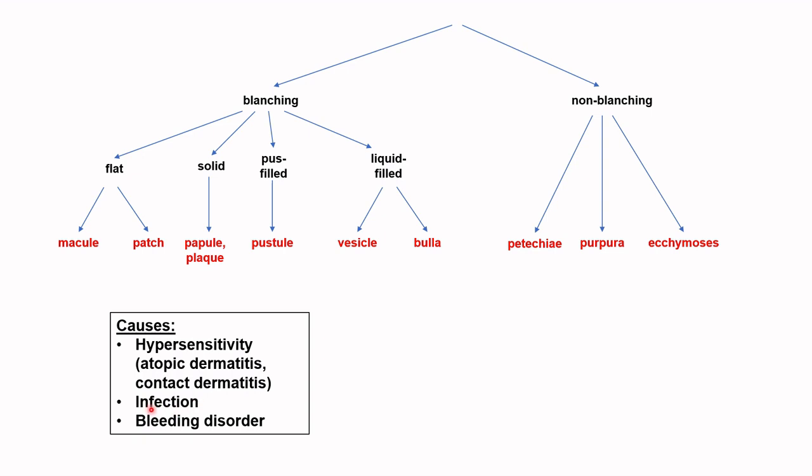Then the one that we'll also talk about today, infections. So we have seen before a lot of examples for rashes caused by viral, bacterial, or also fungal infections. And the final one would be bleeding disorders.